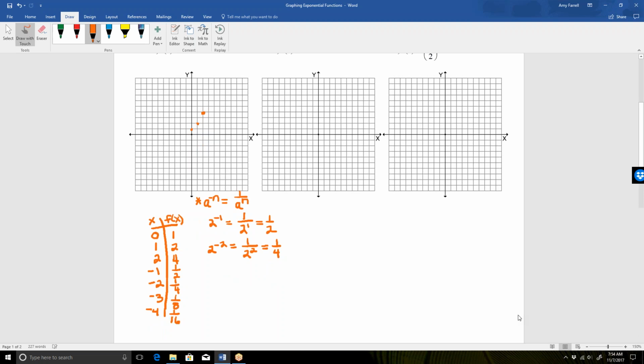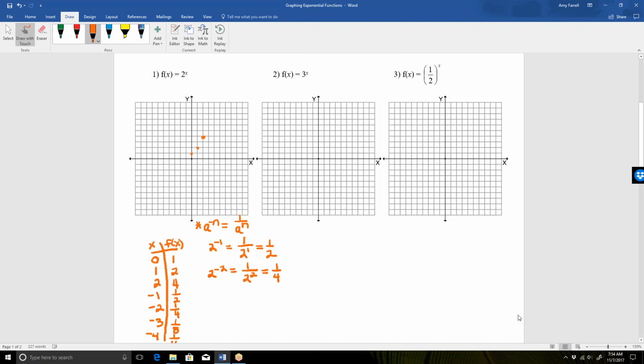I'm trying to show you why there's an asymptote along the x-axis. I could keep plugging in negative numbers, and they're going to get closer and closer and closer to 0, but it'll never actually be 0. Even if I take 2 to the negative 100th power, it's still going to be 1 over 2 to the 100th. Now it would be approximately 0. Okay, but it still wouldn't be exactly 0. Okay, so that's why we are going to have an asymptote along the x-axis here.